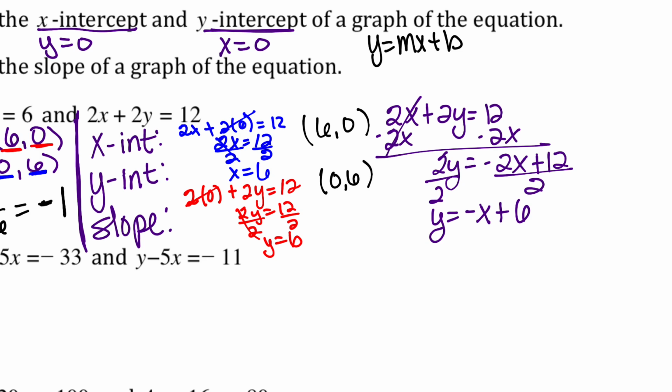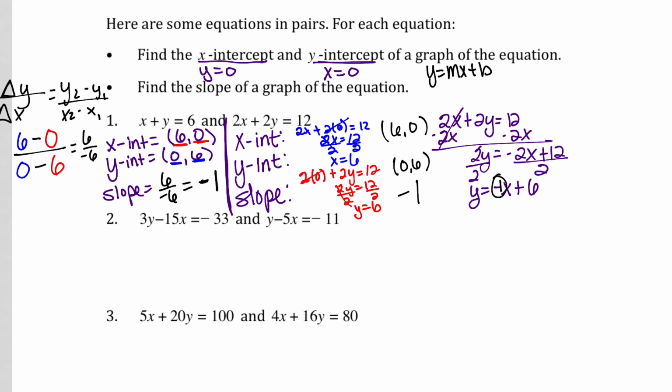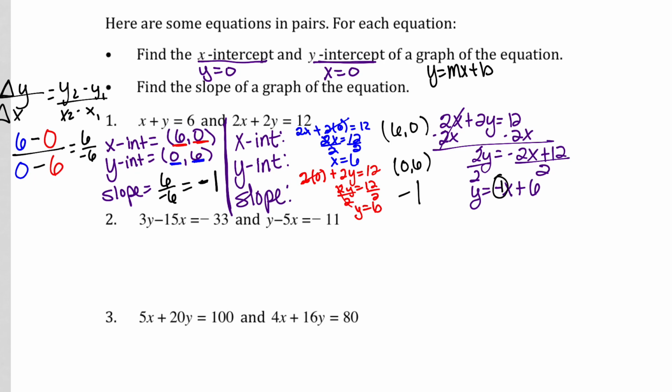What's my slope? So it's going to be negative 1. What's attached to the x? So both of these had the exact same thing.